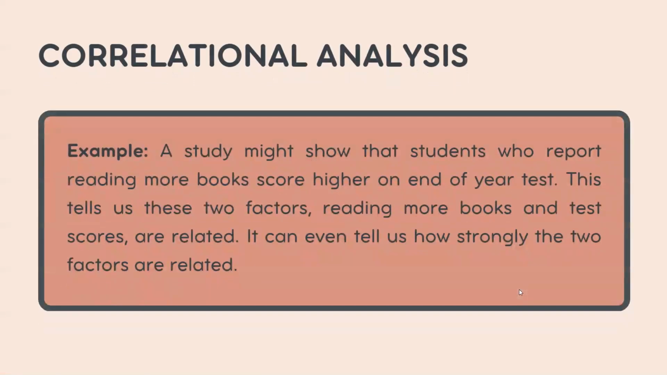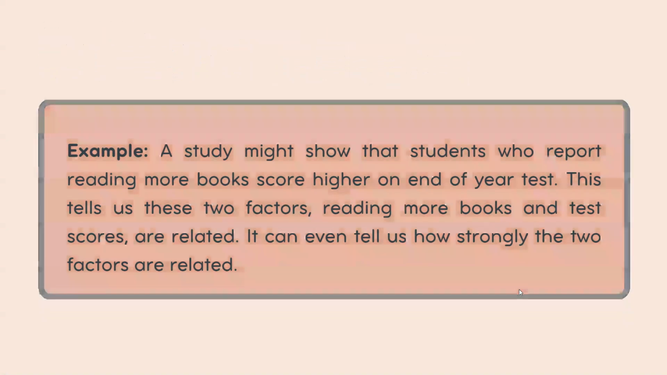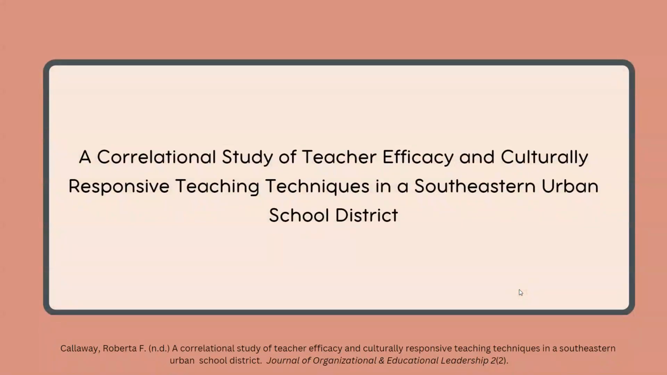In correlational analysis, for example, a study might show that students who report reading more books score higher on end-of-year tests. This tells us two factors, reading more books and test scores, are related. It can even tell us how strongly the two factors are related.